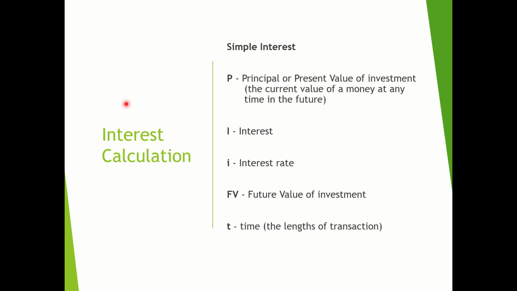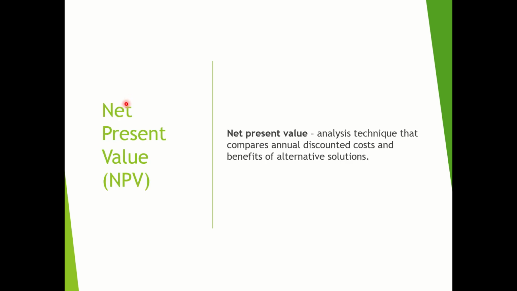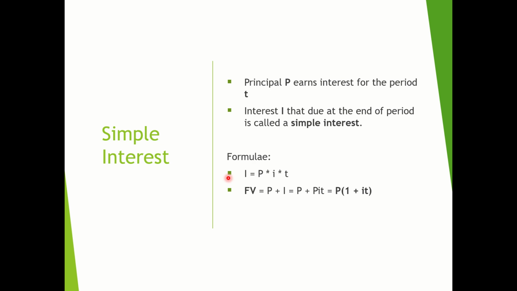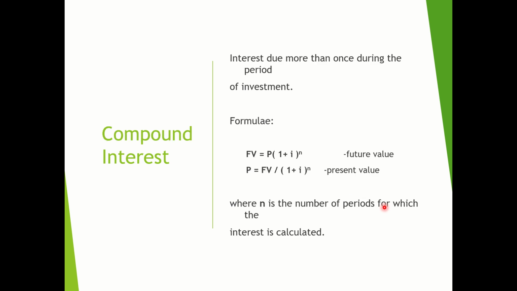So in order to move on to the net present value, which uses one of the interest calculations, we need to know what is simple interest. Simple interest, as you all know, we have principal P, we have interest rate I, FV is the future value, and T is the time. So how will you calculate the simple interest? It's very important. It's very easy. P into I into T, and future value is nothing but P into (1 plus IT).